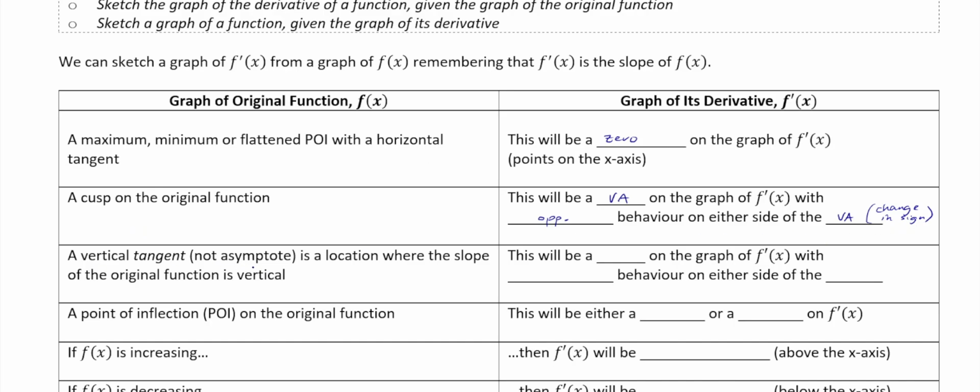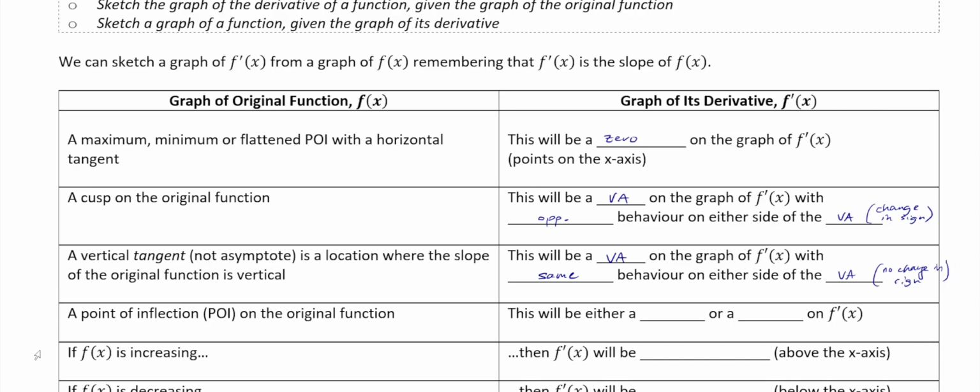A vertical tangent, which is not a cusp, is a location where the slope of the original function is vertical. Remember, if you have the slope of a vertical line, this is undefined, and therefore it will be a vertical asymptote on the graph of the derivative function with the same behavior on either side of the vertical asymptote. So here we'll have no change in sign.